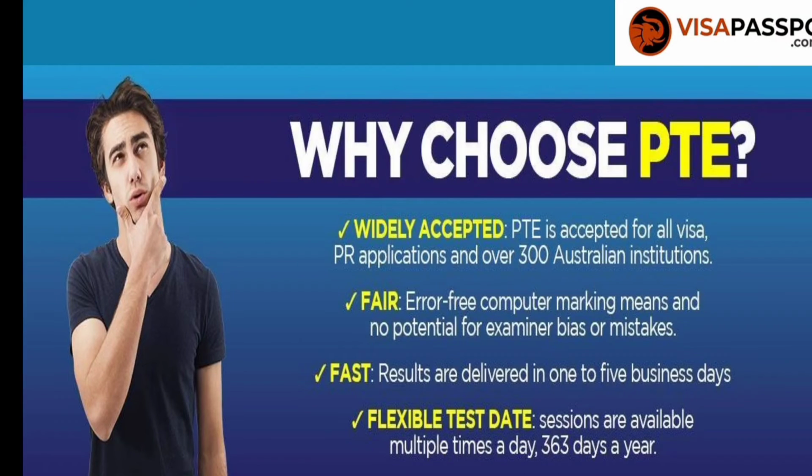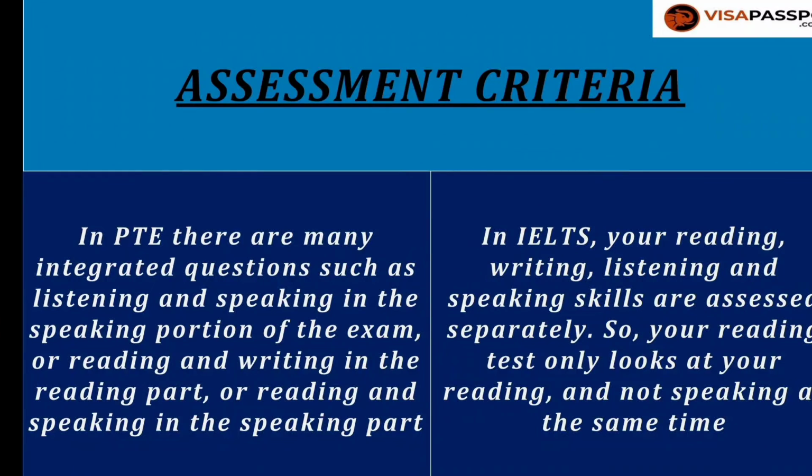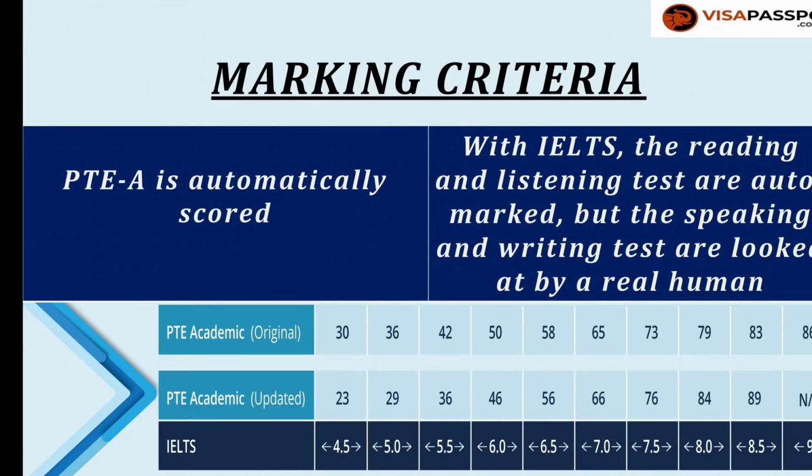Let's move on to the assessment criteria. In PTE, there are many integrated questions such as listening and speaking in the speaking portion of the exam, or reading and writing in the reading part, or reading and speaking in the speaking part. Whereas in IELTS, your reading, writing, listening and speaking skills are assessed separately. So your reading test only looks at your reading and not speaking at the same time. What about the marking criteria? Well, PTE Academic is automatically scored. With IELTS, the reading and listening tests are auto-marked, but the speaking and writing tests are looked at by a real human.